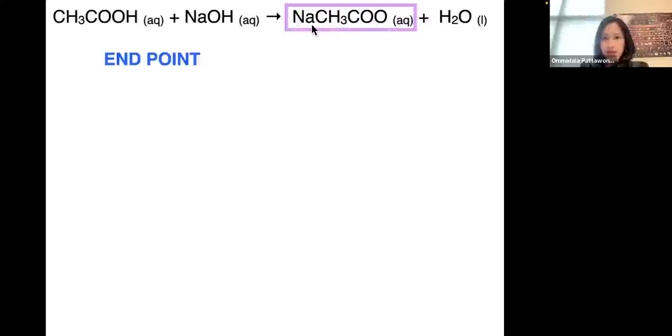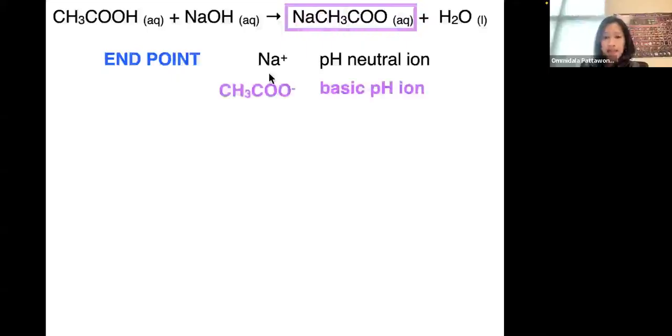Sodium acetate, because this is a salt, is going to be able to hydrolyze in water, separating into sodium ion and acetate ion. Sodium ion is going to be a pH neutral ion, because this one will not react with water. However, acetate ion is a basic ion because it will react with water. The reason why acetate is a basic pH ion is because when it reacts with water, it's going to generate hydroxide ion. So therefore, this ion is a basic pH ion.